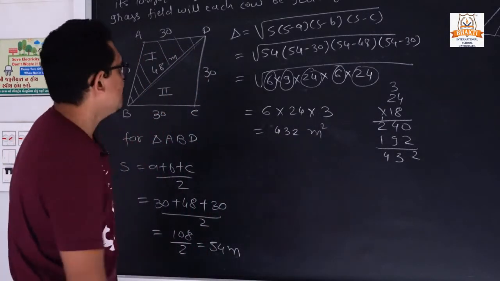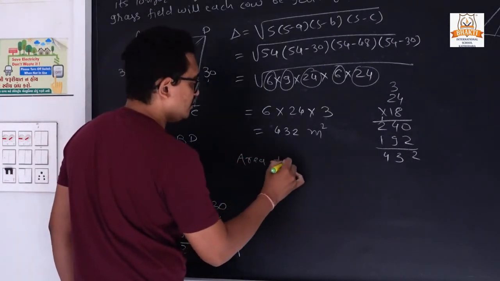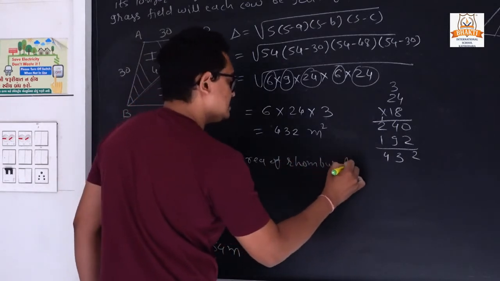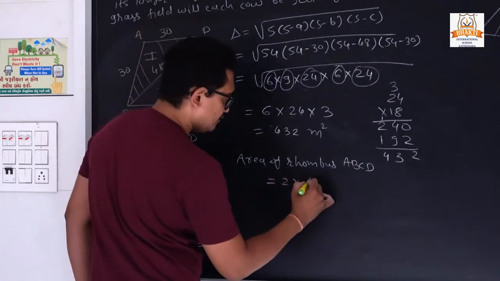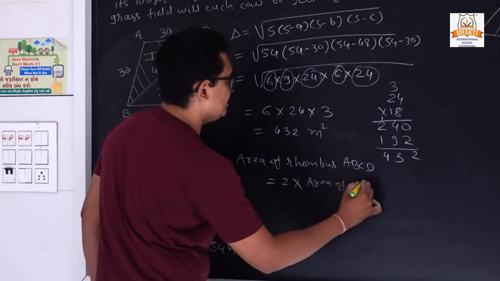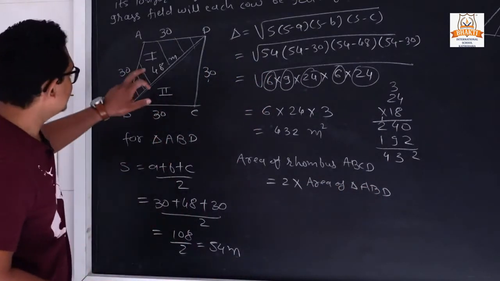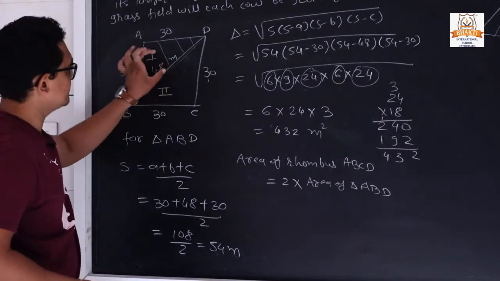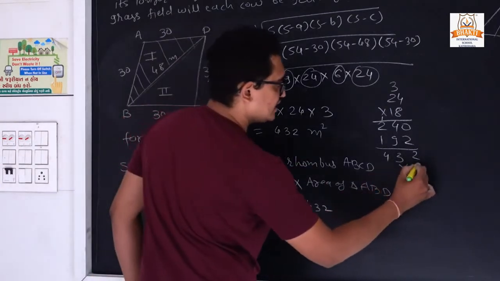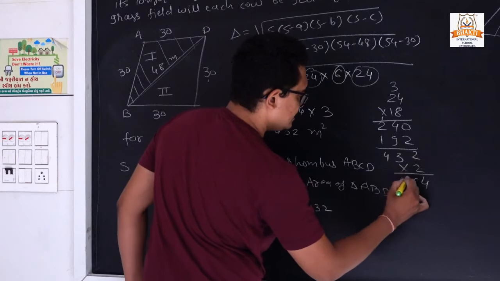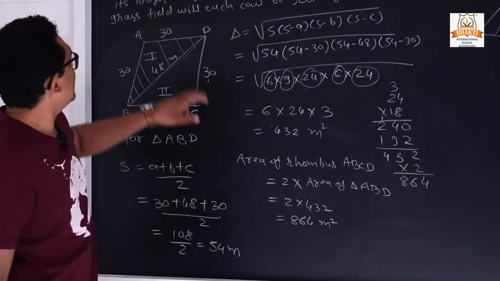Next. So what is the area of the rhombus? So area of rhombus ABCD is equal to 2 into area of triangle ABD. It is triangle ABD because it is twice. Clear? It is twice the area of that because this and this area are the same. So 2 into 432. So 432 2s are 2 2s are 4, 6. So it is 864 meter square.